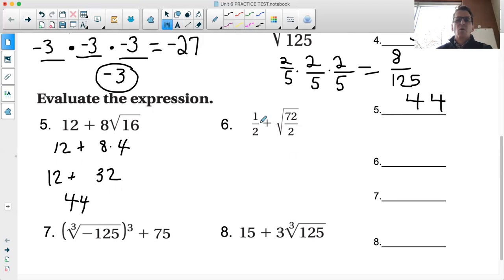Number 6, 1/2 plus the square root of 72 halves. I see I can simplify underneath the radical. 72 divided by 2 is 36. And we're looking for the square root of 36. That's a perfect square. The square root of 36 is 6. So 1/2 plus 6 is 6 1/2 for number 6.